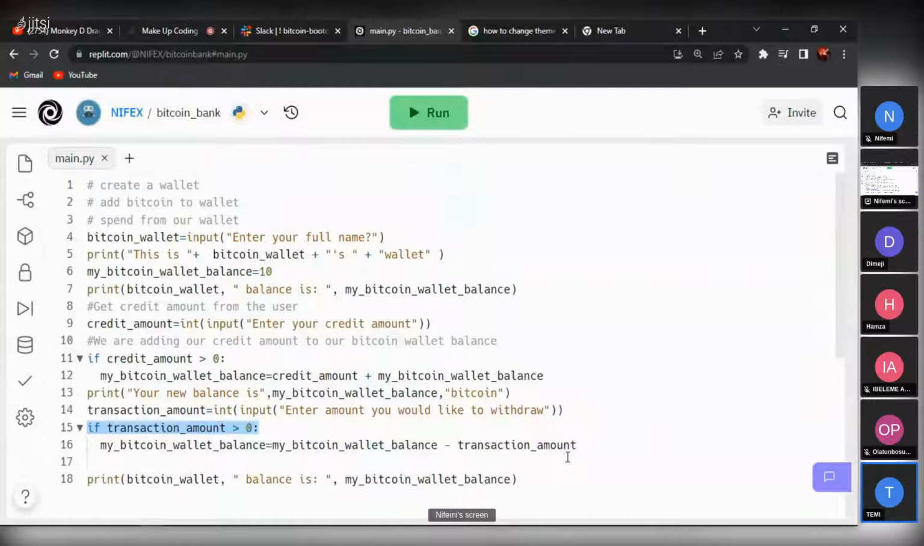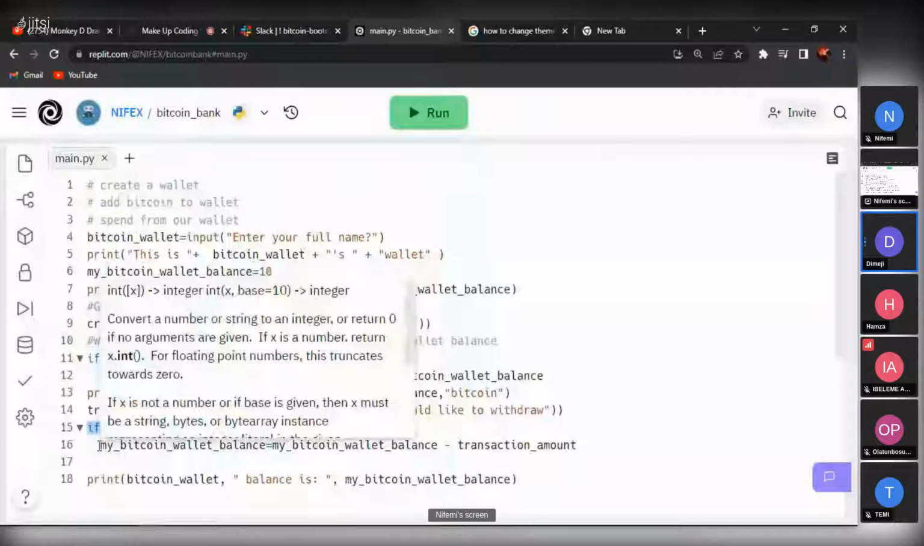Okay, sir. Okay, Hamza, you can continue, please. So, sir, line 15 is checking if 50 is greater than 0, which is true. Am I correct? Yes, sir, it's true. So what would you now do? So it's line 16 now. Yeah, line 16 now.